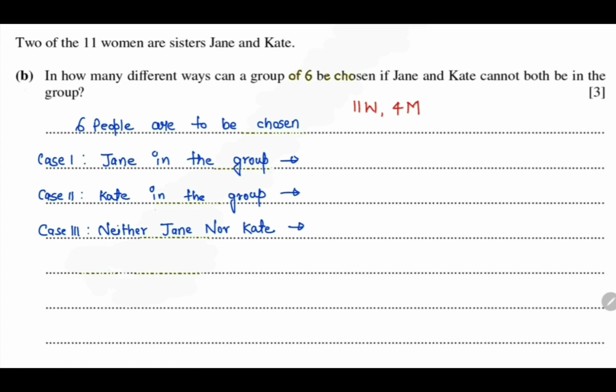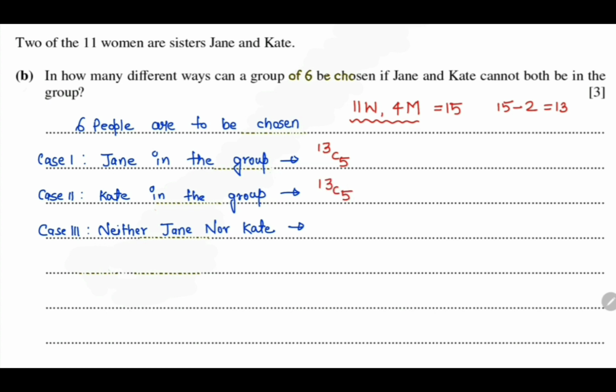So if Jane is already in the group, now we have to select 5 more people. In total there are 11 plus 4 equals 15. So if Jane is already selected, there are 14 remaining people, out of which we do not have to select Kate. So remaining people is 15 minus 2, Jane and Kate. So remaining people are 13. So I can write 13C5. Same for Kate, 13C5.